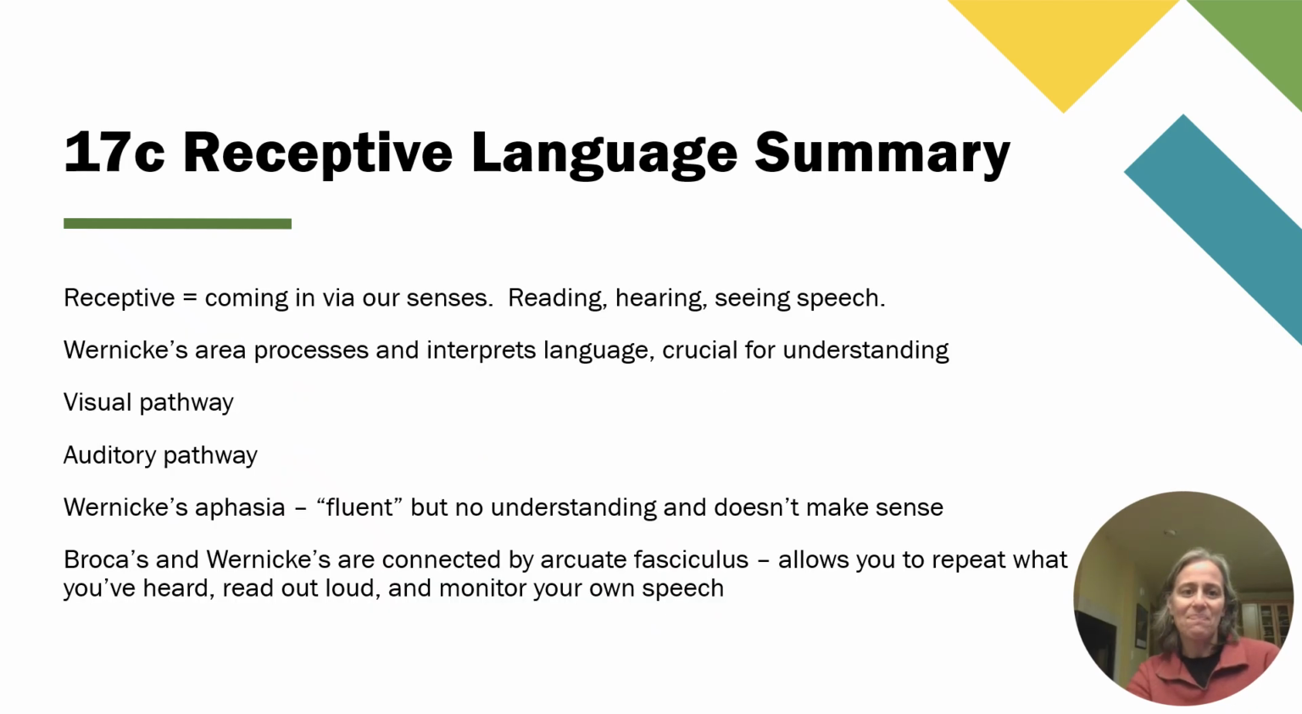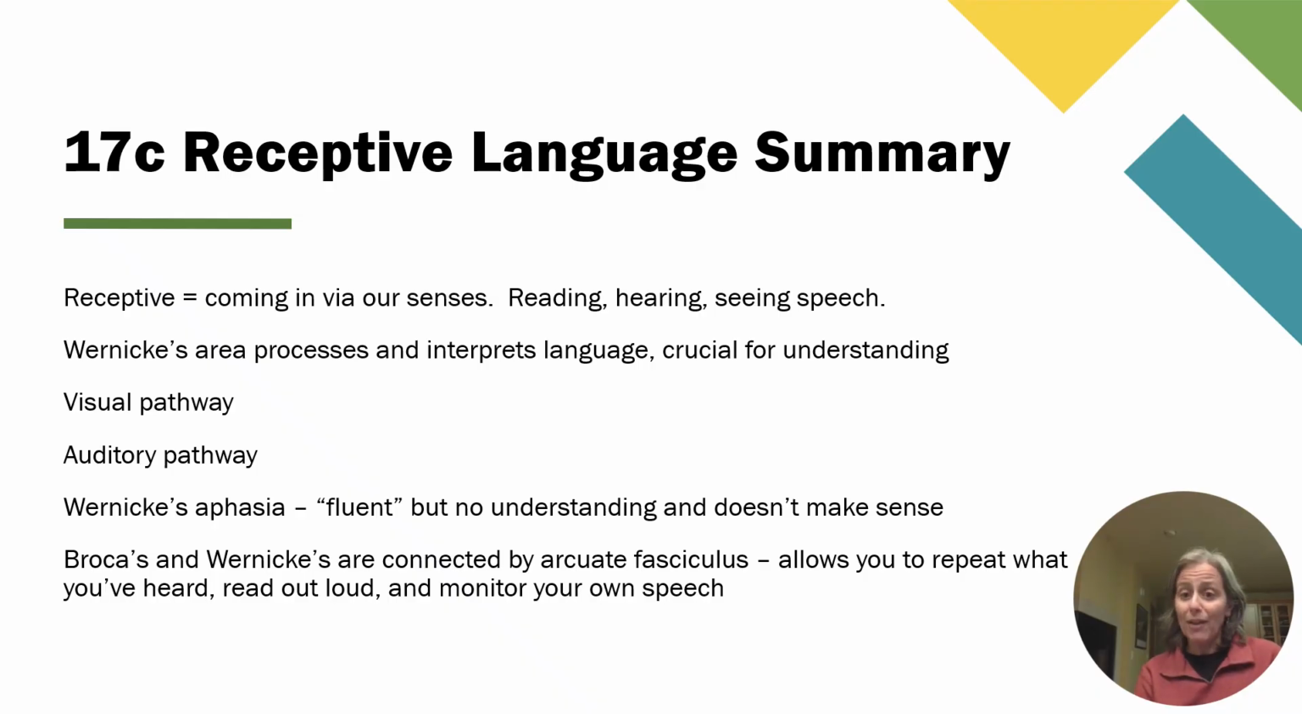So for receptive language, this is coming in. This is sensory language. This is afferent, right? This is stuff that is coming into our central nervous system. Either we're reading it, we're hearing it, we're seeing it in some way. So Wernicke's area is going to process and interpret the language. You can think of it as our sensory association area that is specific for language. And it is absolutely crucial for understanding language. Without it, we cannot understand language correctly.